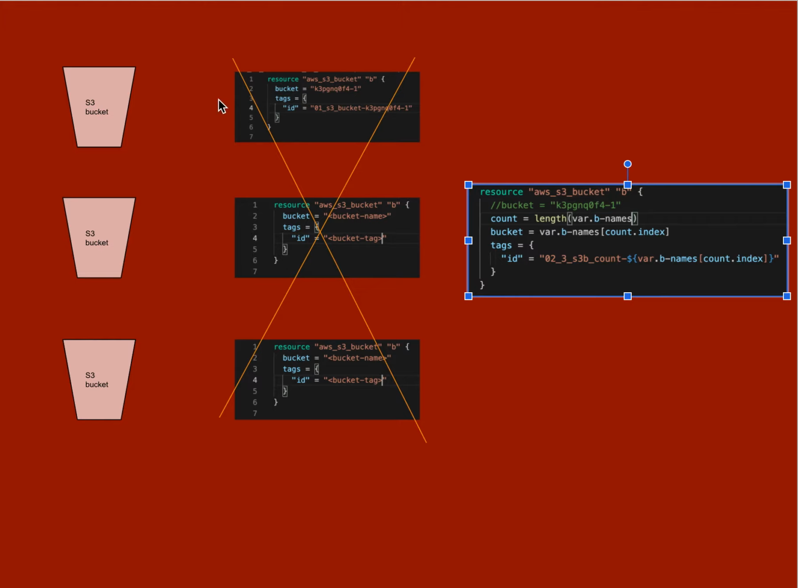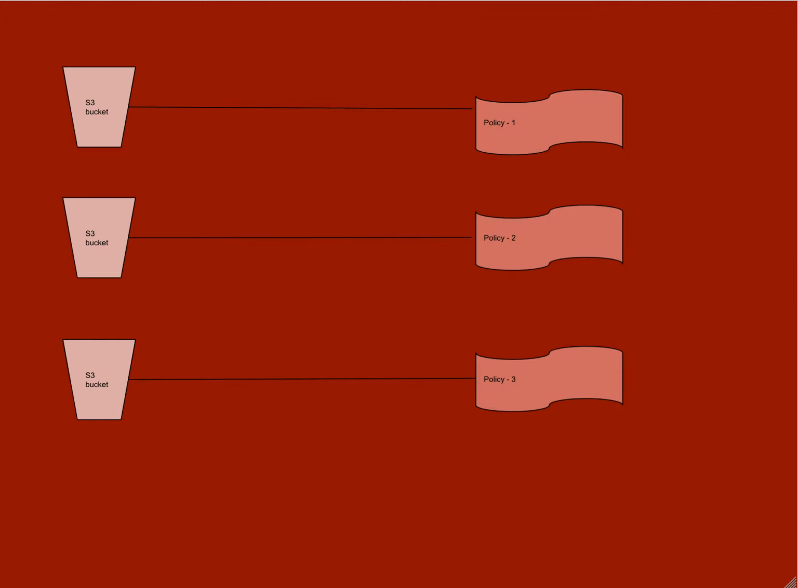In this example, say I want to create three policies and attach them to these buckets. This policy is for this bucket, the second policy is for the second bucket, and the third policy is for the third bucket. The way they are related is through the bucket ID. You capture the ID from here and feed it to this, capture the ID from here and feed it to this, and then you have created all the 6 resources with minimum possible code.